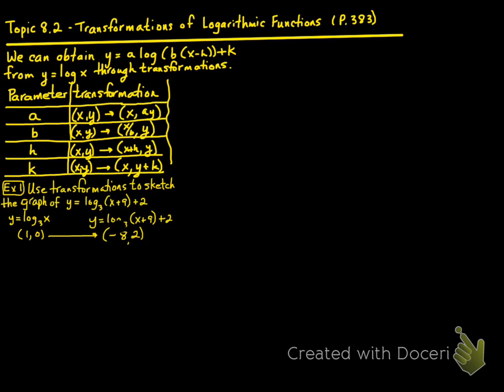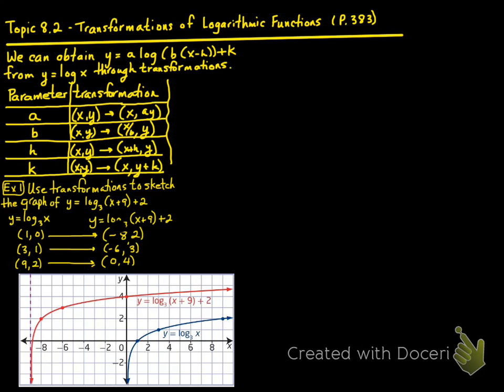The next ordered pair, if we put a 3 in for the x, is going to be (3, 1), because the log base 3 of 3 is 1, so that's going to be a shift to (negative 6, 3). And if we used (9, 2), we would get a shift to (0, 4). And that's what that graph is going to look like, from the blue graph to the red graph.